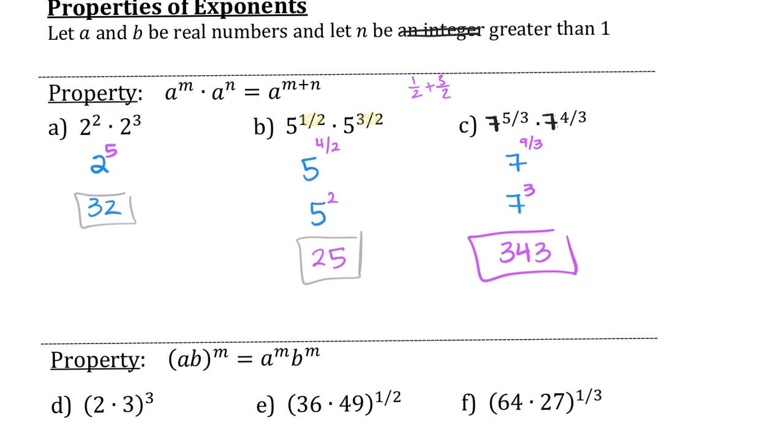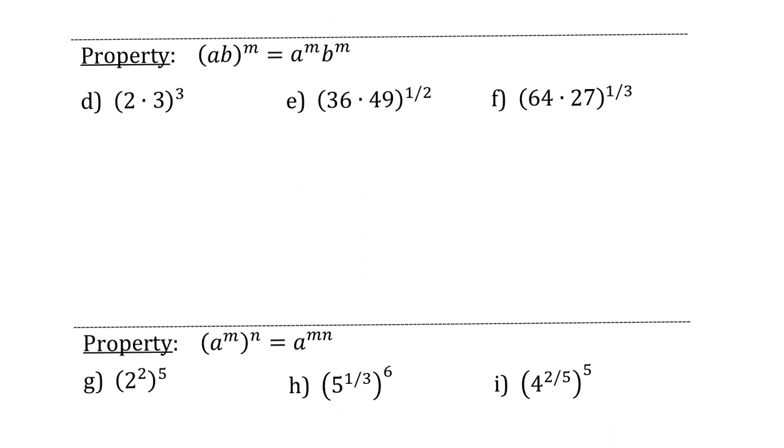Okay, let's look at the next property. The next property says if I have the product of a times b to the m, I can distribute the m to both of them instead of doing each one individually. It sometimes makes it easier, it sometimes doesn't, so we're going to try it so that we know we can do it, even though it's not always easier.